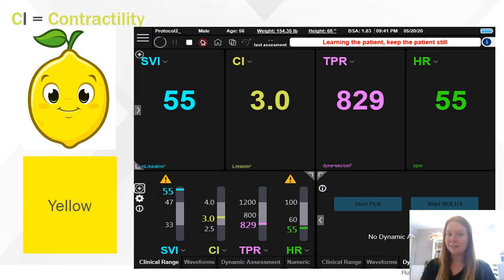And last but not least, contractility. I couldn't think of anything that started with a C, so I just put a lemon on here to show when I am contracting and squeezing a lemon. It's yellow, and this is what you're going to be looking at. Cardiac index. Now, as you can tell from the screen, cardiac output equals heart rate times stroke volume. So our monitor gives you stroke volume. From there, everything else is calculations.